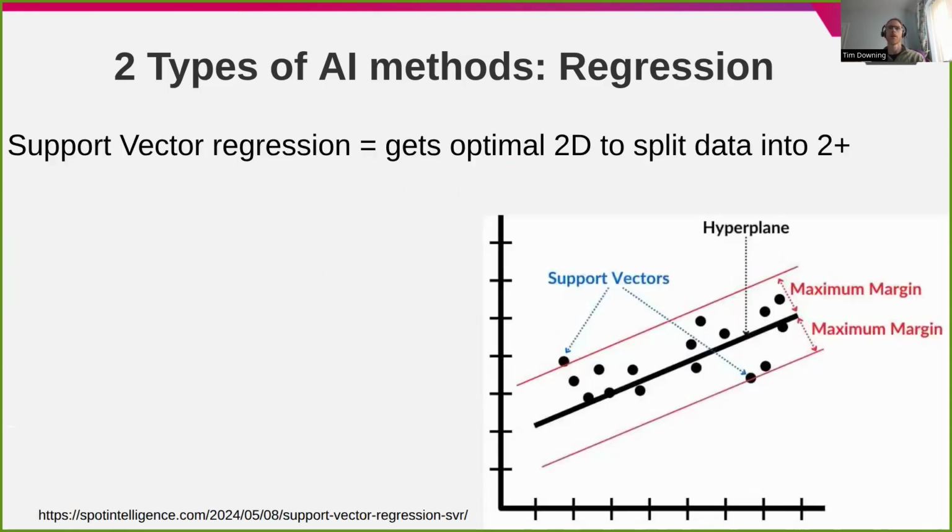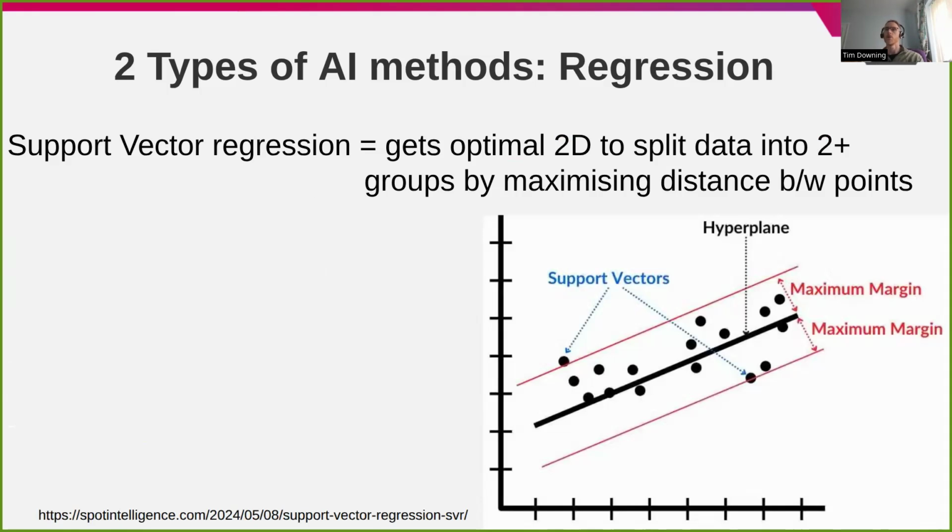There are also more complex types of regression, like support vector regression, that tries to get the optimal plane to split data into two or more groups, maximizing the distance between the groups. So imagine you have a high dimensional space. This tries to split the data across a certain plane, shown here by this line, and tries to divide it into different groups.